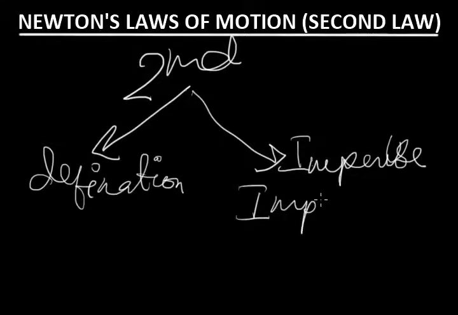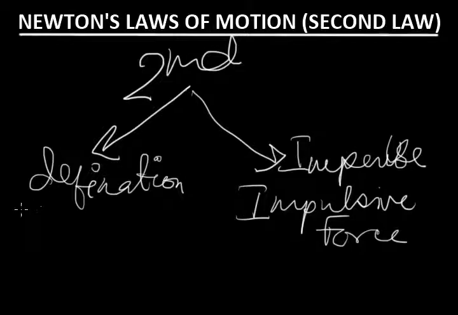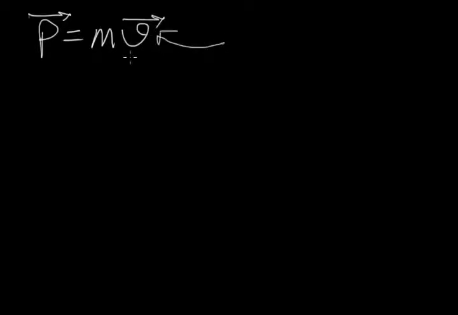Let us first deal with the mathematical part of the second law. The mathematical part of the definition, as we all know, states that the force is the rate of change of momentum. Momentum is a product of mass and velocity. Since velocity is a vector, we have to mind that the velocity change is giving the momentum change.